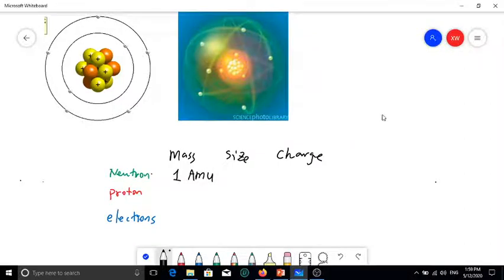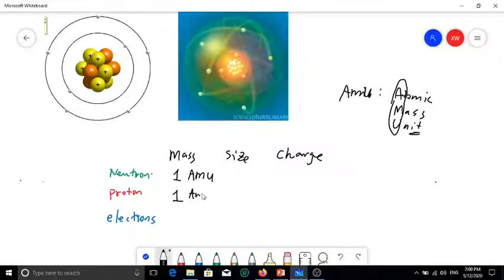AMU stands for atomic mass unit, which is obviously a very small unit in terms of weight. A neutron weighs exactly 1 AMU. Relative to the neutron, how much does a proton weigh? A proton weighs exactly the same. So you can see the proton and neutron are about the same mass. Electrons weigh roughly 10 to the negative 5 AMU.